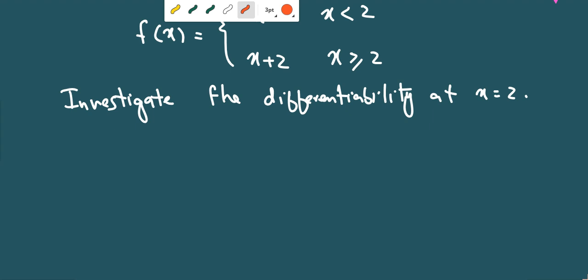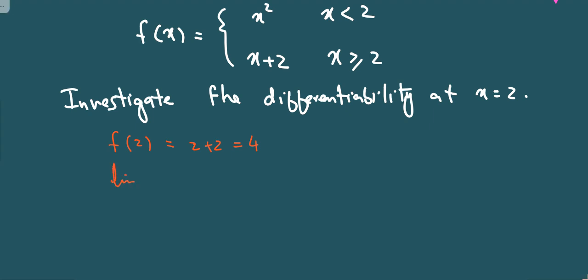So first of all, we will test f of 2, right? And for f of 2, this function will work because x equals 2 for this one. So it would be 2 plus 2, that is equal to 4. Now I have to check its limit.